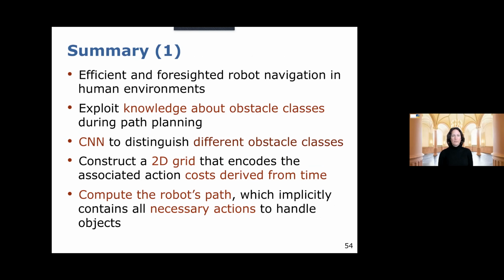And for that, we use a convolutional neural network to distinguish between different obstacle classes, and then construct a 2D cost grid that encodes the action costs corresponding to the obstacles, and the costs are derived from execution time. And in this cost grid, we can quickly compute the robot's path, and this path implicitly contains all necessary actions that need to be carried out by the robot to free its path to overcome the obstacles.